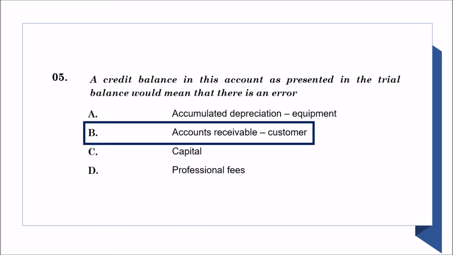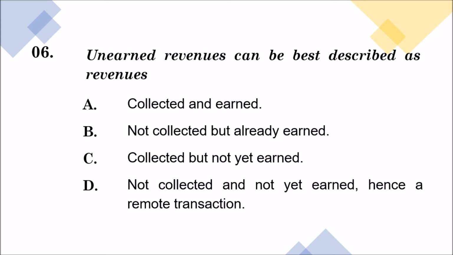Question number 6. Unearned revenues can be best described as revenues: A. Collected and earned. B. Not collected but already earned. C. Collected but not yet earned. D. Not collected and not yet earned, hence a remote transaction. Unearned revenues can be best described as revenues: A, B, C, or D, as listed.